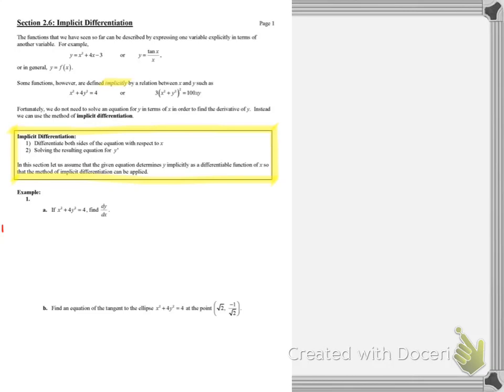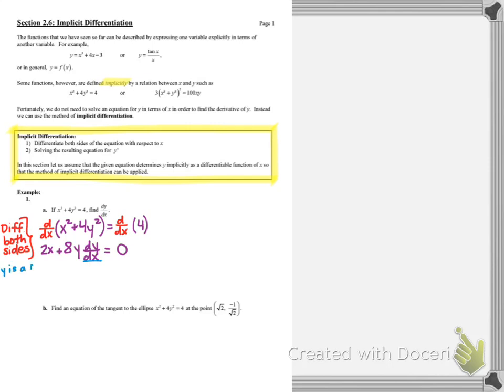So first, if we take a look at 1a, our equation is x squared plus 4y squared equals 4. First, we're going to differentiate both sides, with respect to x on the left side, and with respect to x on the right side. When we do this, on the left side, we get 2x plus 8y dy/dx. This dy/dx is coming from the chain rule.